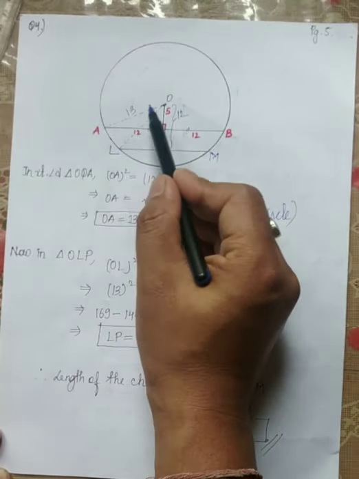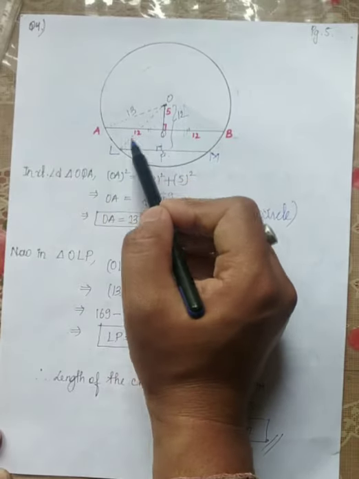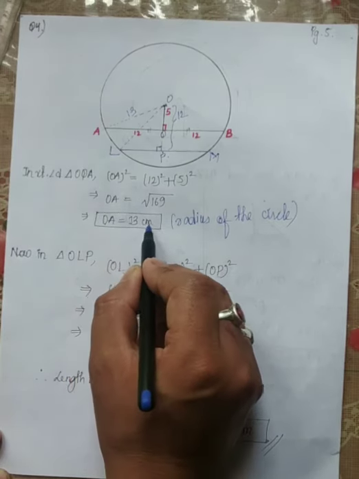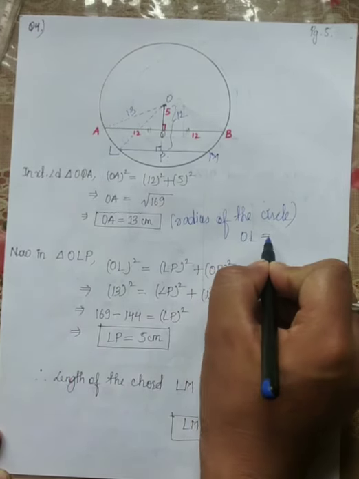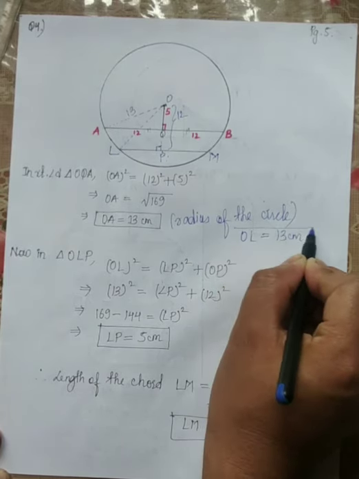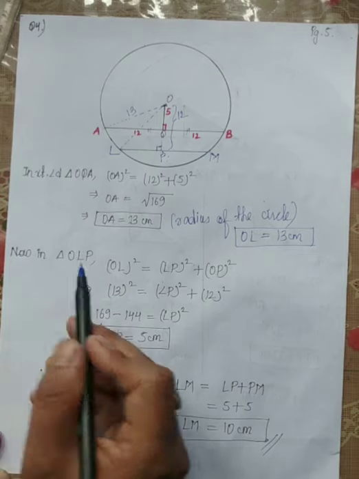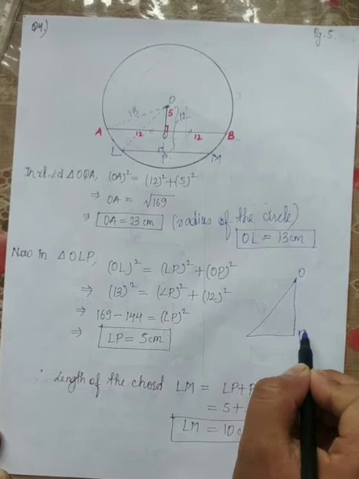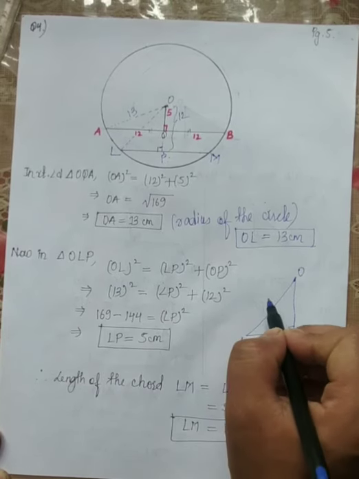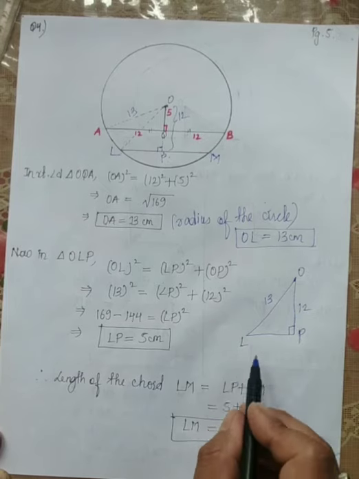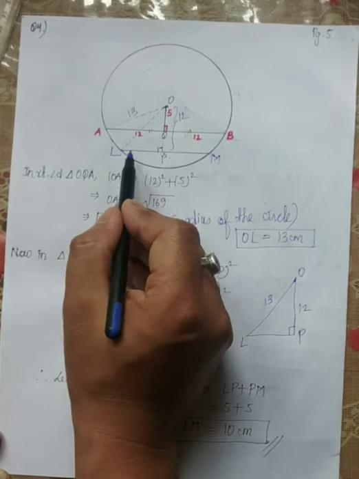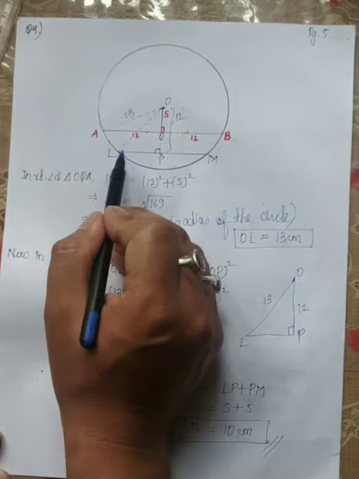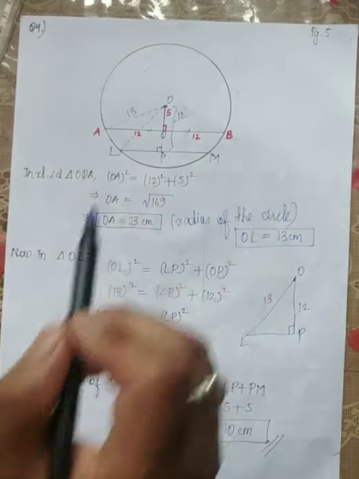OL and OA. See, OA is also the radius. OL is also the radius. So no doubt, if OA is equal to 13, then OL will also be equal to 13 centimeter. So therefore, in triangle OPL, if you even make the figure for this, you will be getting something like this. OPL, this is 90 degree, OL 13, this is 12. So can you find the length of LP? The moment you find the length of LP, multiply it by 2, you'll get the value for LM, which is the length of the chord, which is at a distance of 12 centimeter from the center.